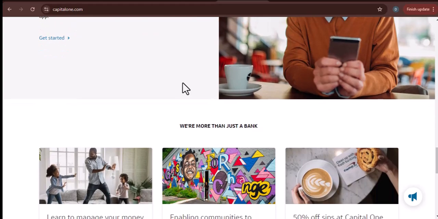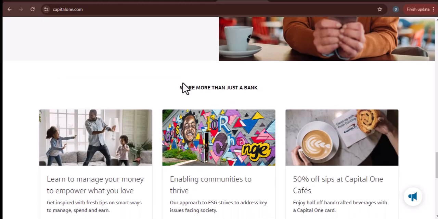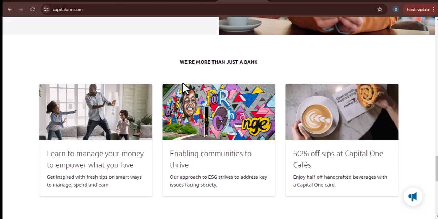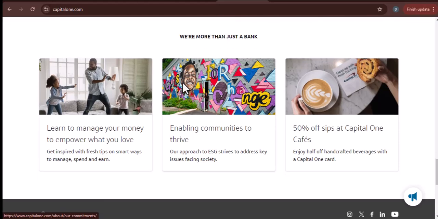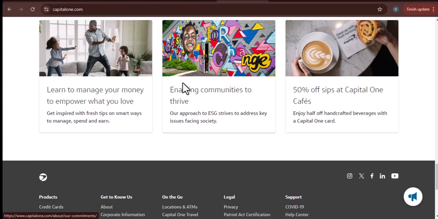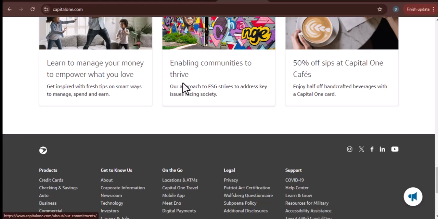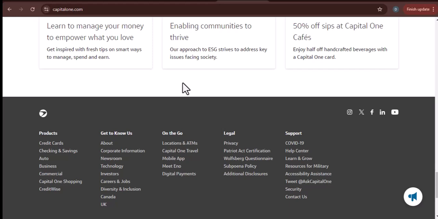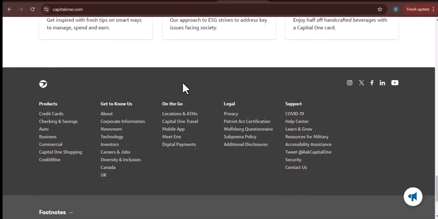In addition to the information above, I would also like to add that Capital One offers a variety of deposit options, including cash deposits. You can deposit cash at any Capital One branch or ATM. Check deposits. You can deposit checks at any Capital One branch or ATM. Mobile deposits. You can use the Capital One mobile app to deposit checks. Wire transfers. You can make wire transfers to your Capital One account.